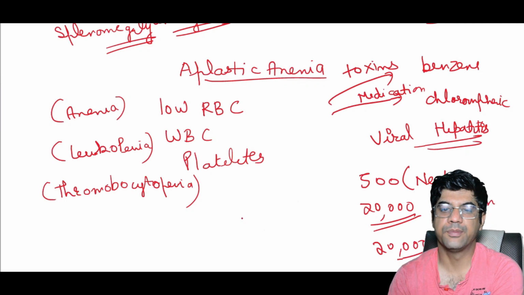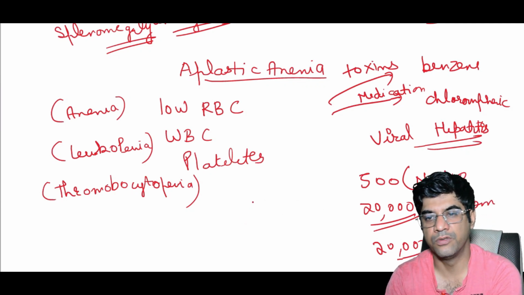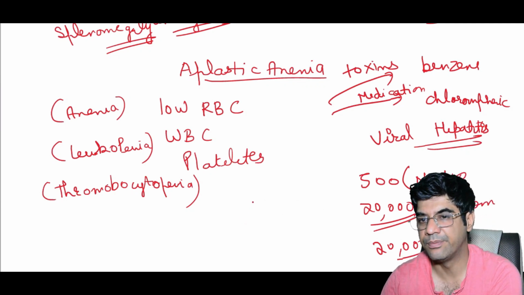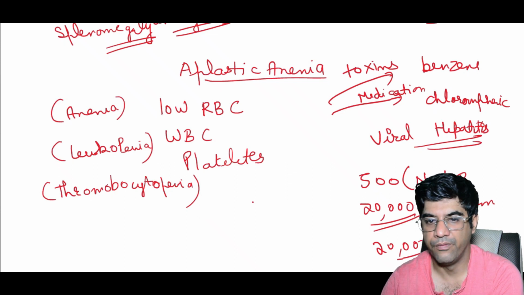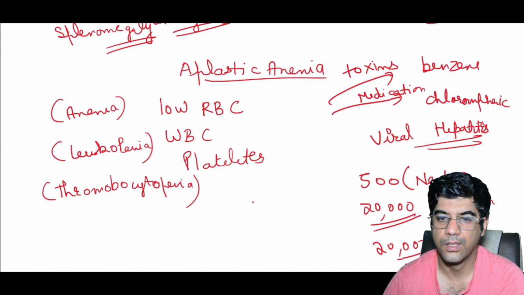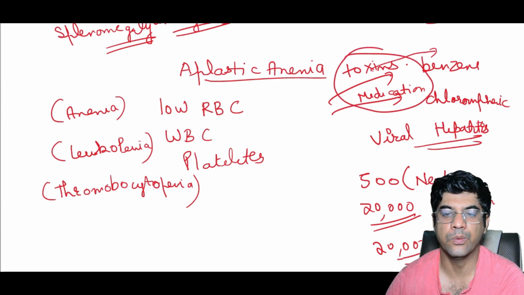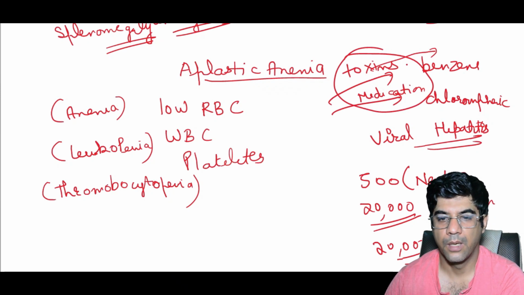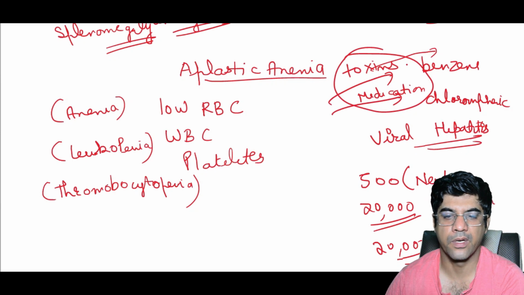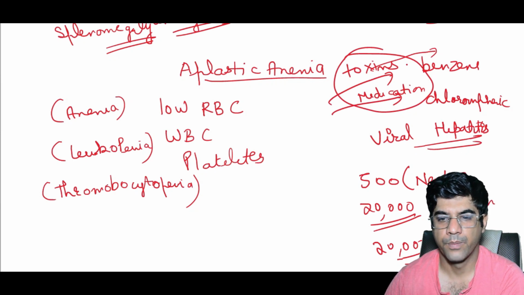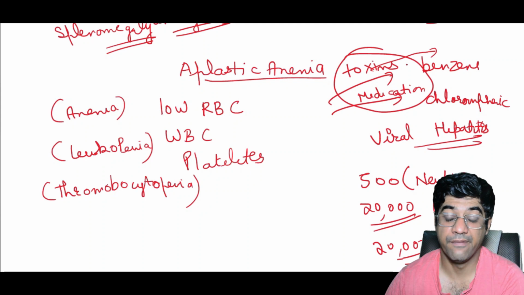Now the treatment is supportive care and withdrawal of the causative agent, like toxins or medication; we can withdraw them. So removing the offending agent may lead to recovery. Apart from that, the definitive therapy includes bone marrow transplantation. The primary treatment goal is to replace the defective bone marrow with healthy bone marrow from a matched donor.